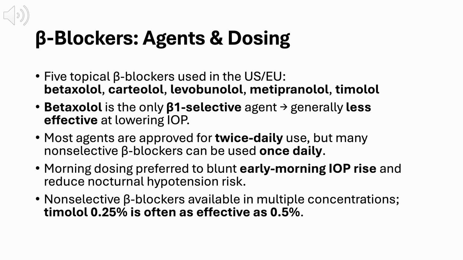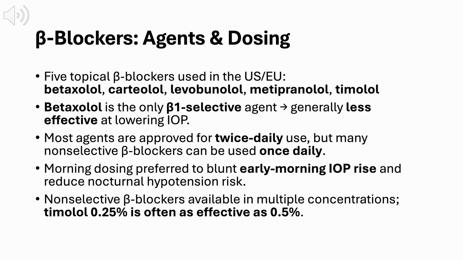There are 5 topical beta blockers commonly used in the United States and Europe: betaxolol, carteolol, levobunolol, metipranolol, and timolol. Betaxolol is the only beta-1 selective agent. It's often better tolerated in patients with pulmonary disease, but tends to be slightly less effective at lowering intraocular pressure.